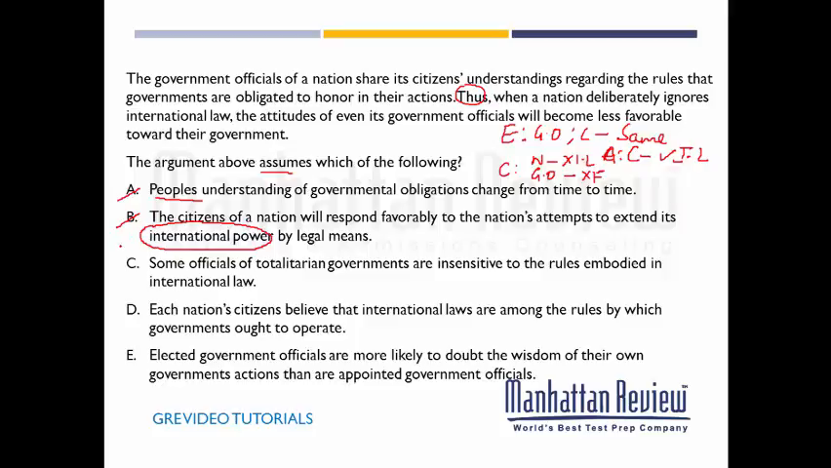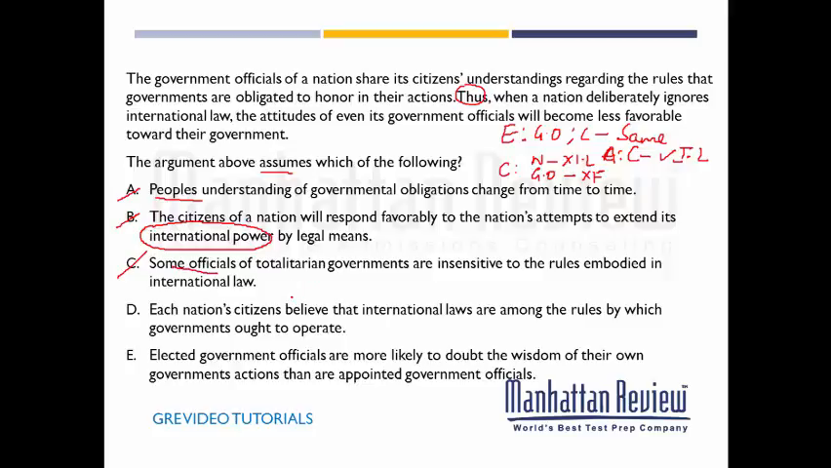Option C. This answer choice can be eliminated because our answer choice that bridges the gap between the evidence and the conclusion should talk about the citizens but not about the officials. So we can also eliminate answer choice C as it is irrelevant.